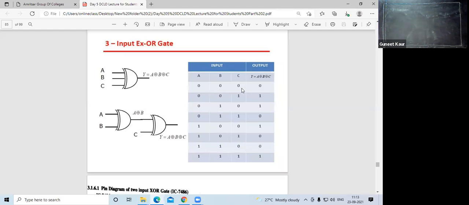Then 0 XOR with this 0 is also 0. Then 0 XOR 0 is 0, but 0 XOR 1 is here 1. 0 XOR 1 is 1 and 1 XOR 0 is also 1, and so on. With this you can complete the table.